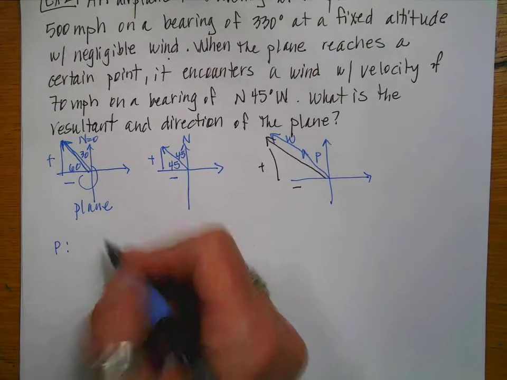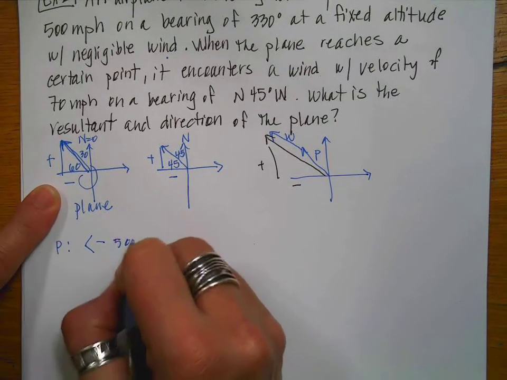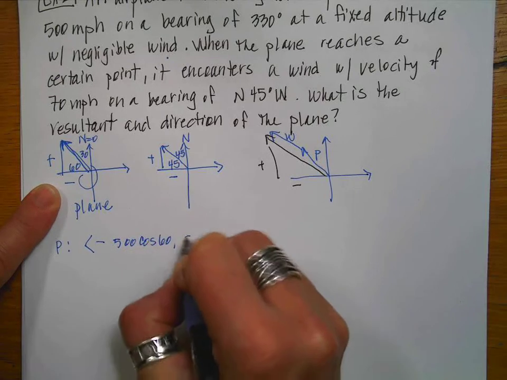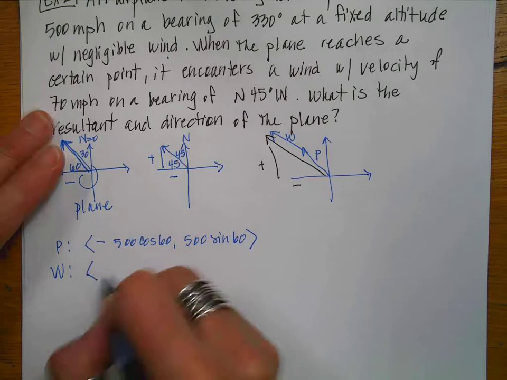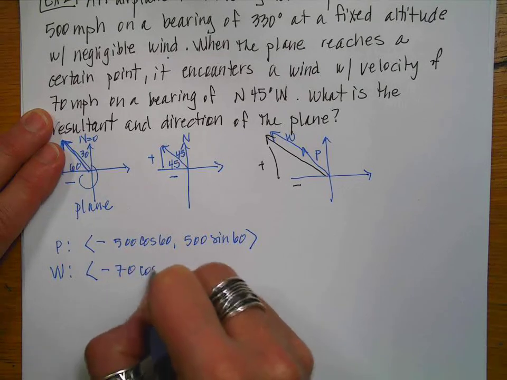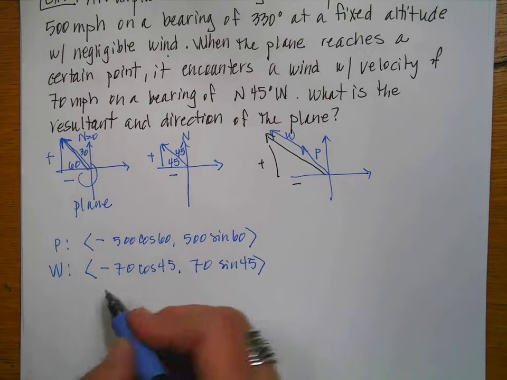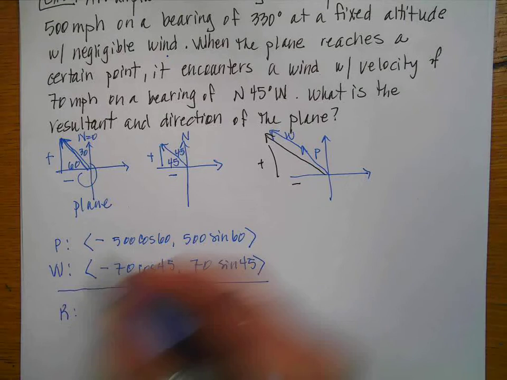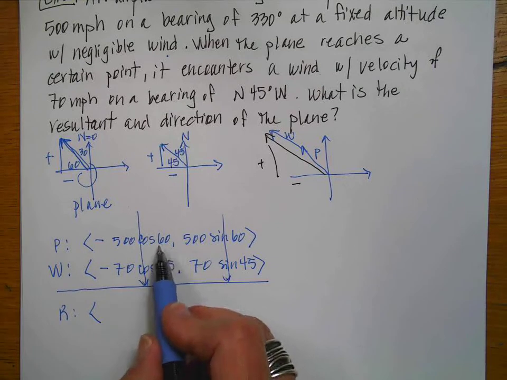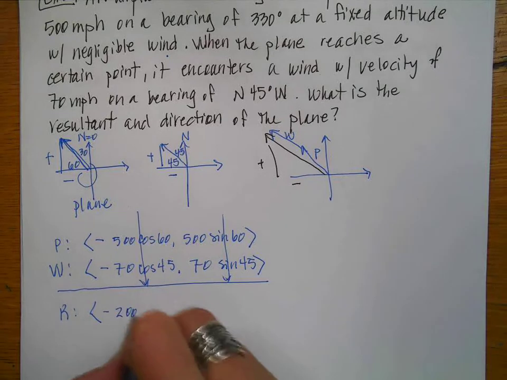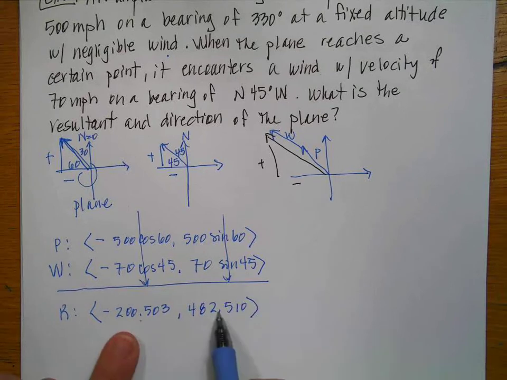So now I'm going to break each force down into its component form. The plane is going to be a negative x, magnitude is 500 miles per hour cosine 60, and a positive 500 sine 60. My wind is going to be 70 miles per hour, so it's a negative 70 cosine 45, and a positive 70 sine 45, okay? And then I want to find the resultant. So I'm going to add these together, and I'm going to add down, okay? So if I push buttons on my calculator, remember that my calculator is going to be in degrees, I'm going to get a negative 200.503 and 482.510.